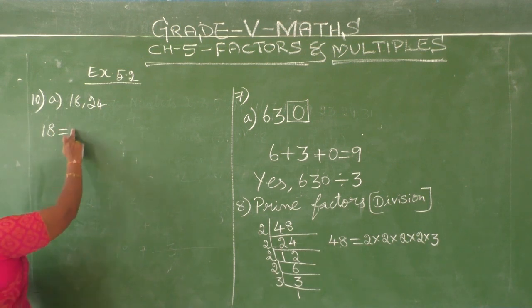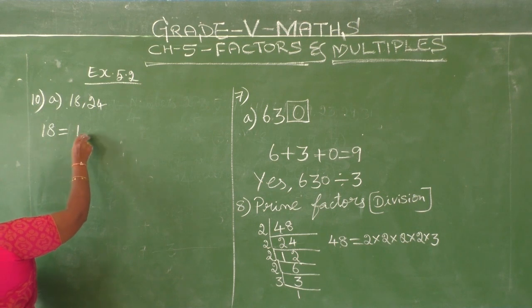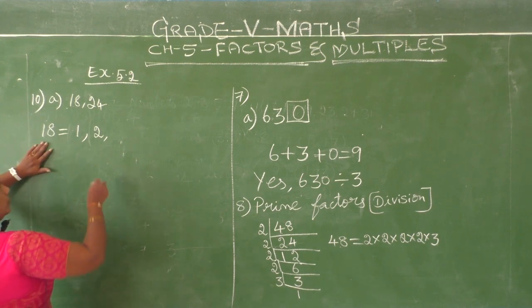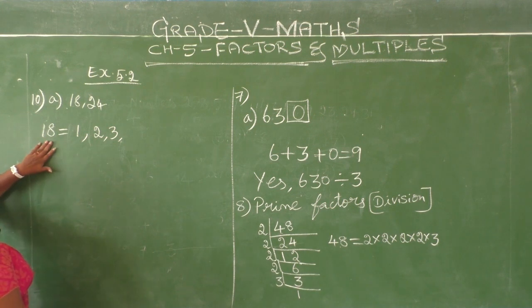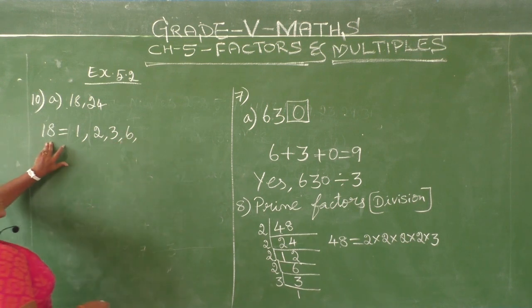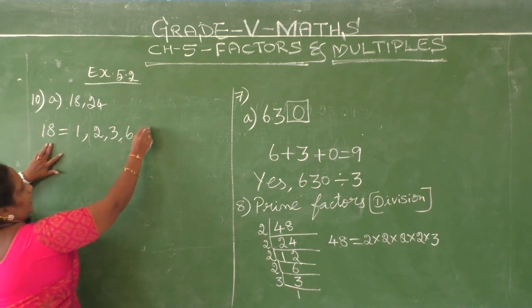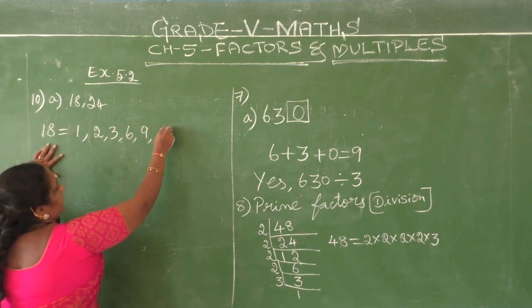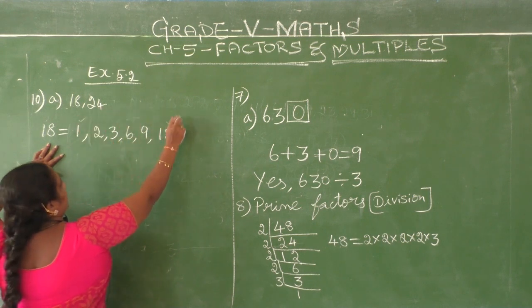So 1, definitely it will come. Then 18 means 2 also will come, no? So 1 and 2. Then what is another factor? 3 table will come, no? Then 4 table will not come, 5 table will not come, 6 table, 3 6s are 18. So 6 table will come. Then the next, 9 table will come, 2 9s are 18, 9 will come. Then next, 1 18s are 18. So 1 and itself definitely will come, they are factors.